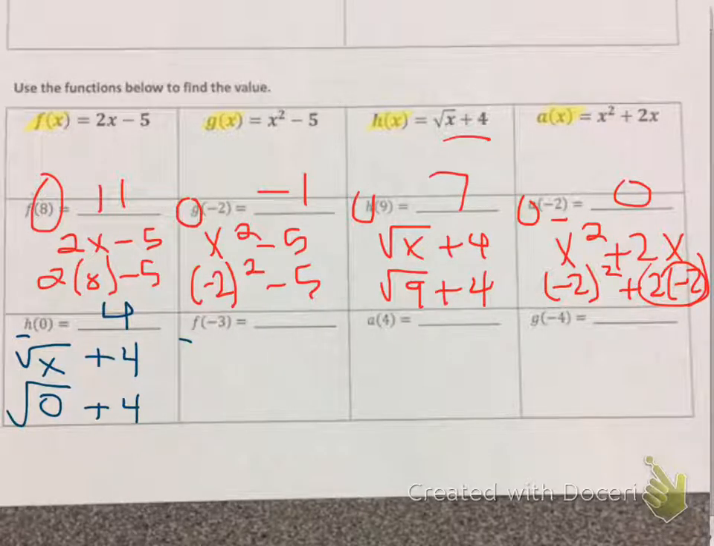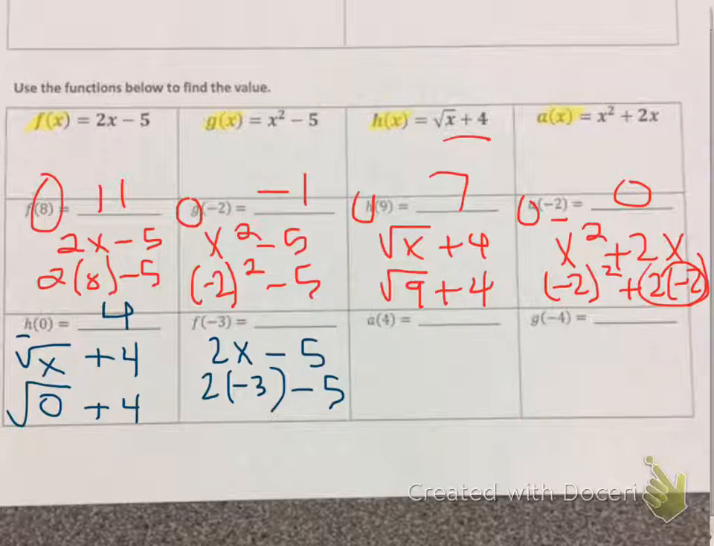This one says use the f function. The f function is 2x minus 5. And I'm going to put in the number negative 3. So 2 times negative 3 minus 5. 2 times negative 3 is a negative 6. Negative 6 minus 5 is negative 11.